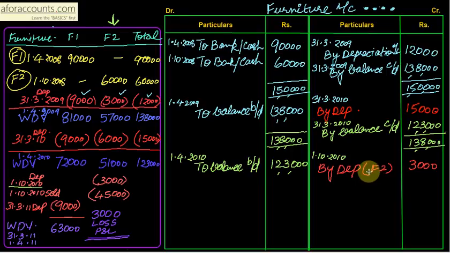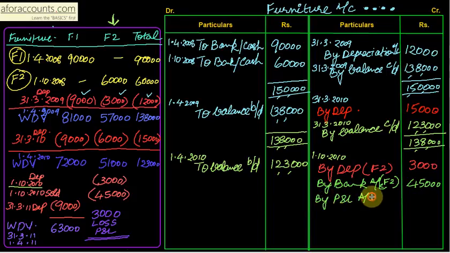And then how much it is sold? The entry will be on 1/10/2010 only. Bank account debit to furniture account. So by bank, that is furniture sold, F2 is being sold for 45,000. And now we have loss on sale of furniture. So on loss, the entry will be profit and loss account debit to furniture account. So by profit and loss account, and how much is the loss? We had calculated 3,000 is the loss. So 3,000.